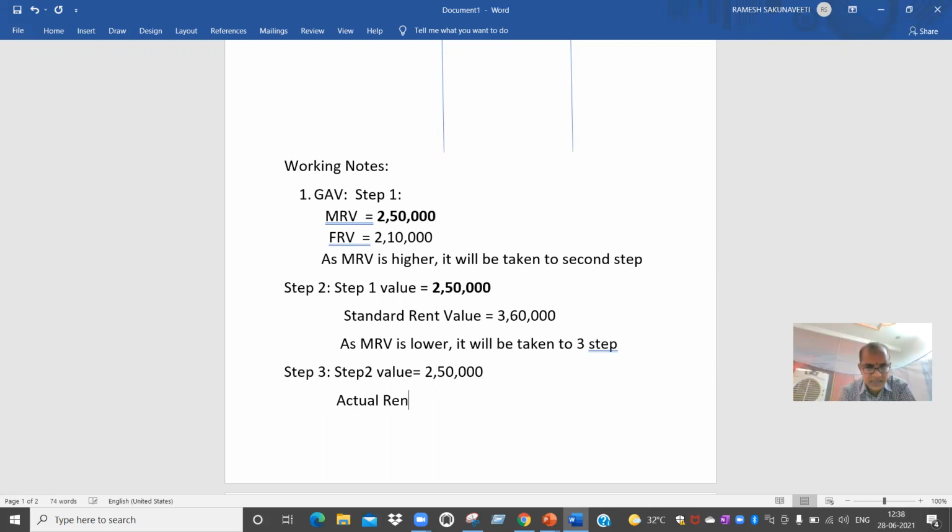Actual rent value. Now you understand the problem properly. You read the problem properly. Generally, this month's rent, we will pay next month. So December month rent, we will pay in the month of January. January month rent, we will pay in the month of February. Similarly, you read this problem once I am reading.